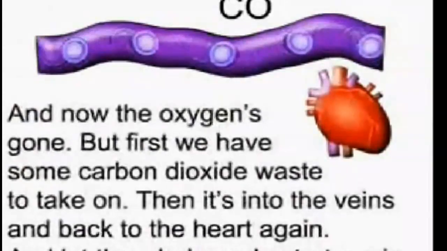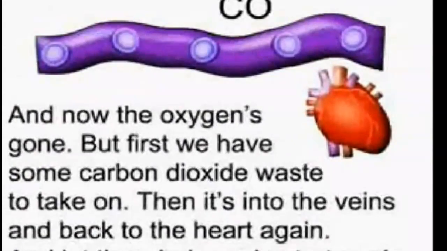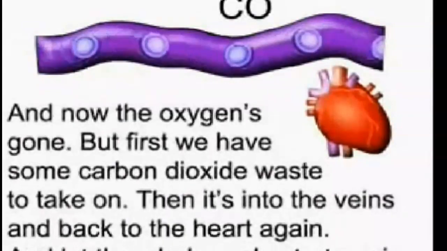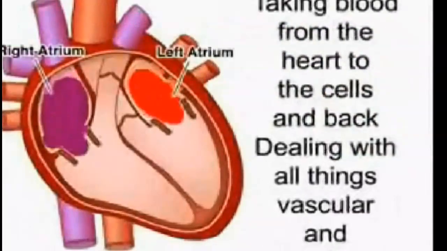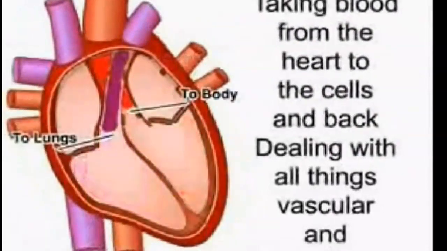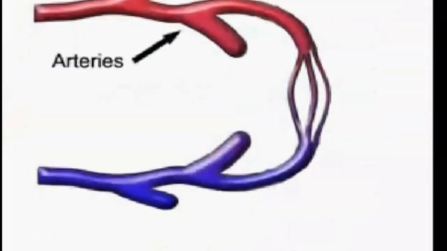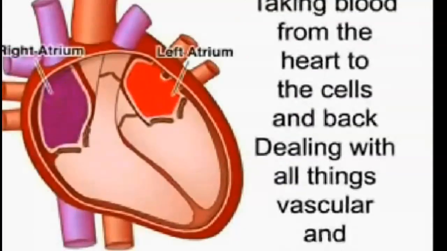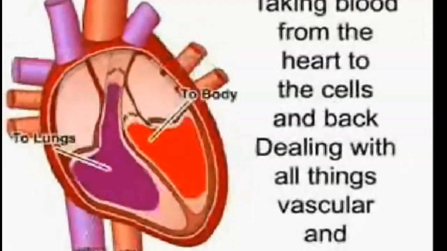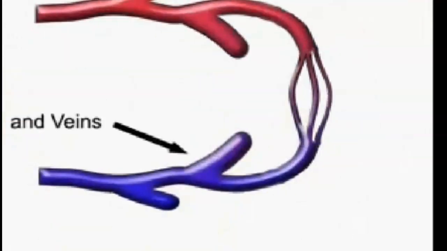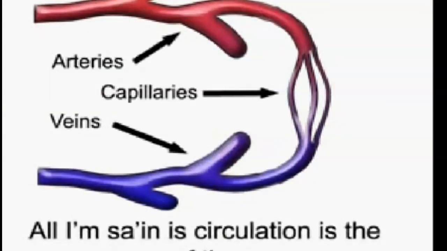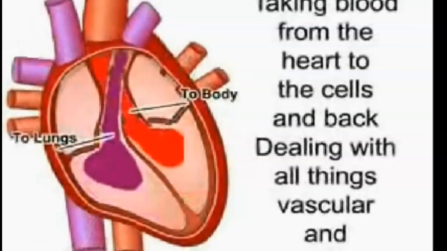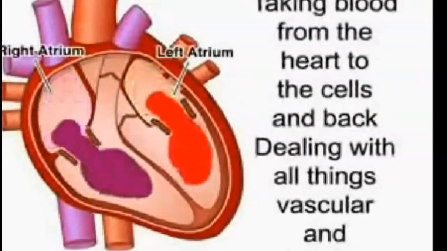And now the oxygen jump, but first we got to take carbon dioxide waste on and into the vein and back to the heart again, and let the whole cycle start again. Taking blood from the heart to the cells and back, dealing with all things vascular and cardiac. Capillaries, arteries, and veins all the same, circulation is the name of the game.